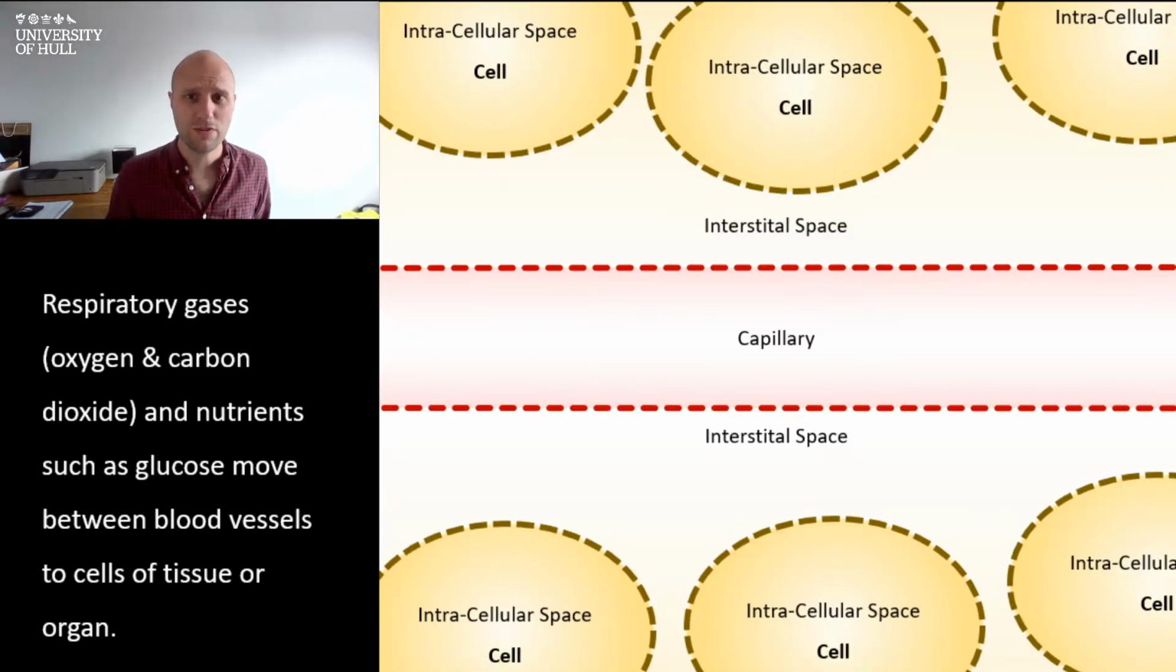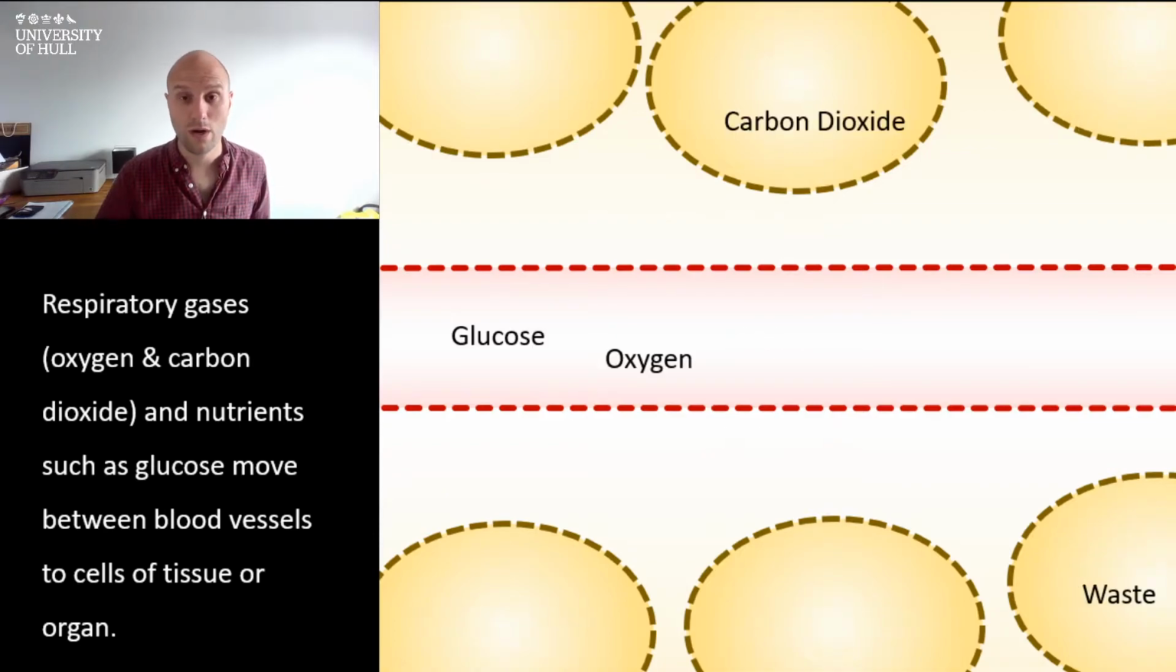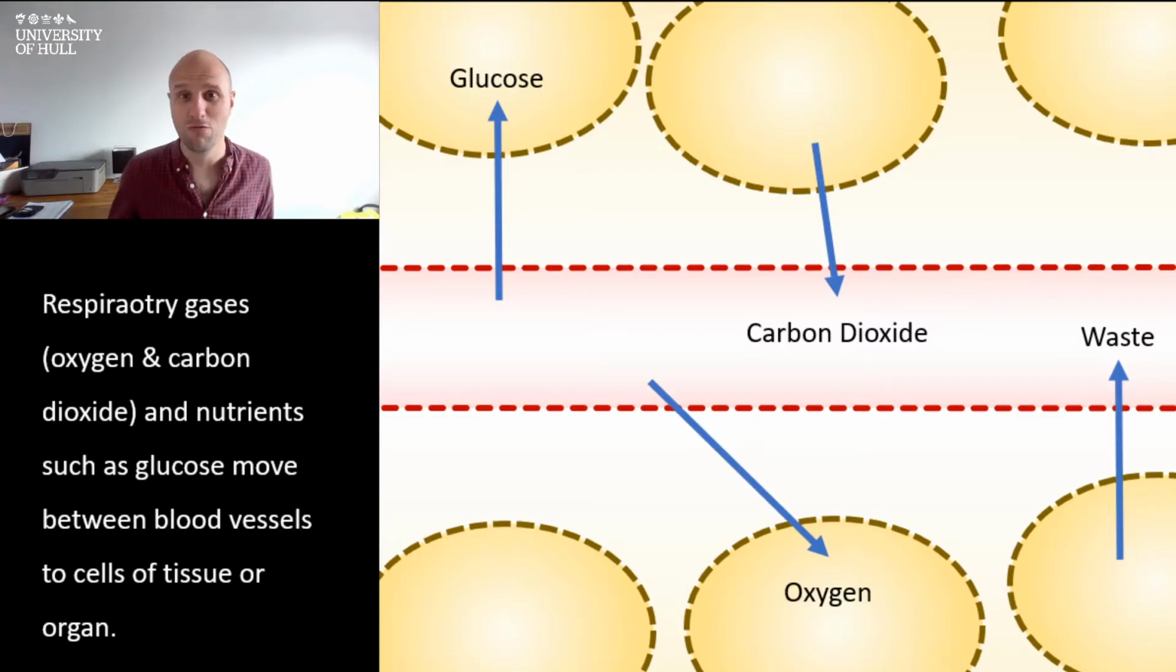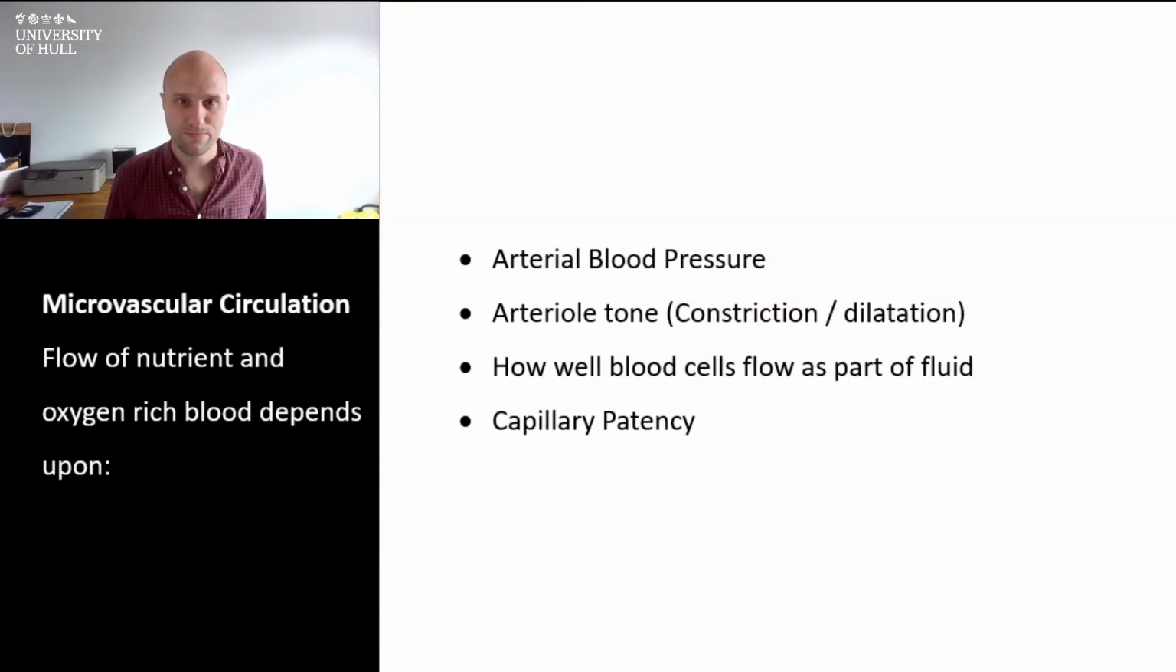So just to refresh our memories, we've got three fluid compartments: the fluid inside the cells, the fluid around the cells, and then the fluid in the blood vessels. And respiratory gases, so oxygen and carbon dioxide, and nutrients and waste products, move between those three compartments. So we want to get glucose and oxygen into the cells, and we want to get rid of the waste and the carbon dioxide out of the cells so they can be dealt with and excreted. And this is what we're talking about when we're talking about perfusion.